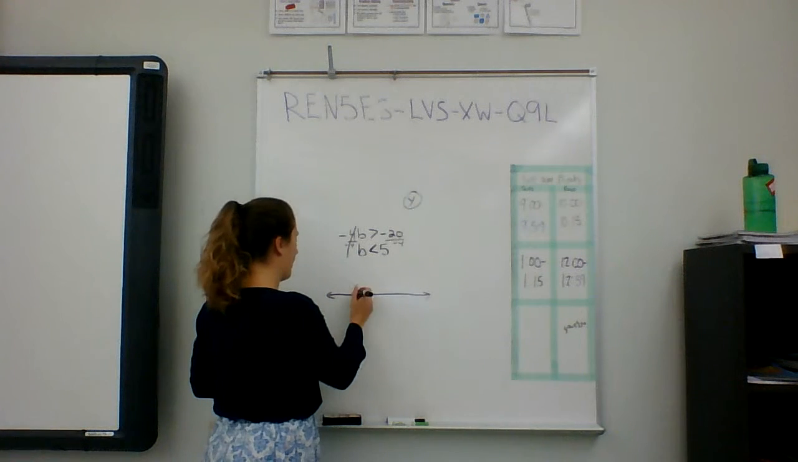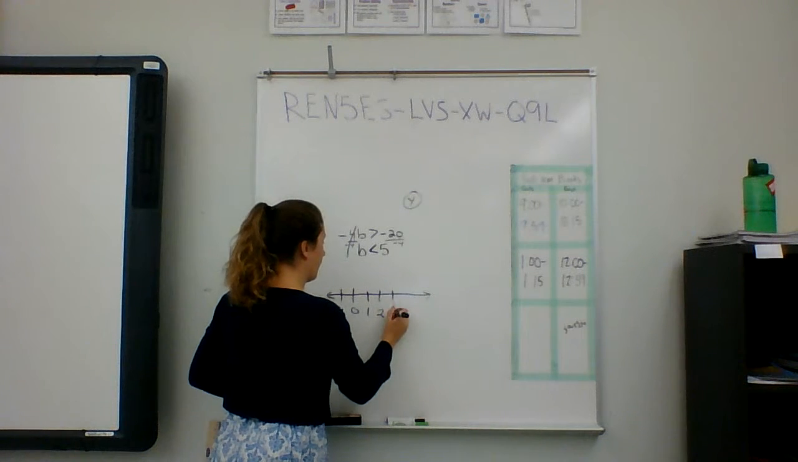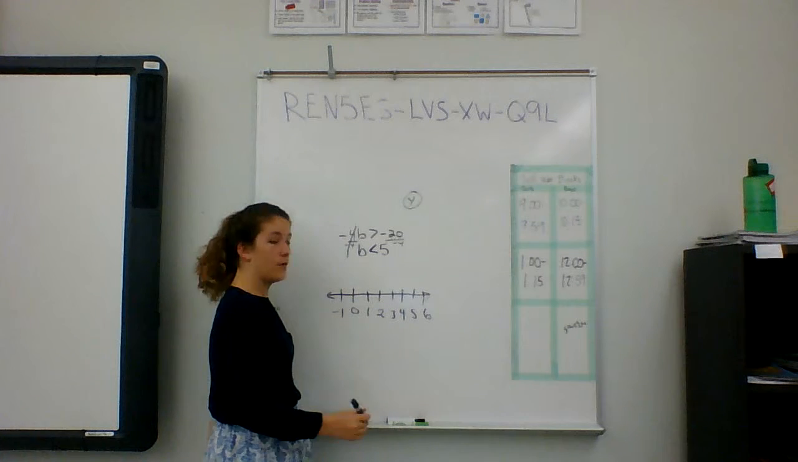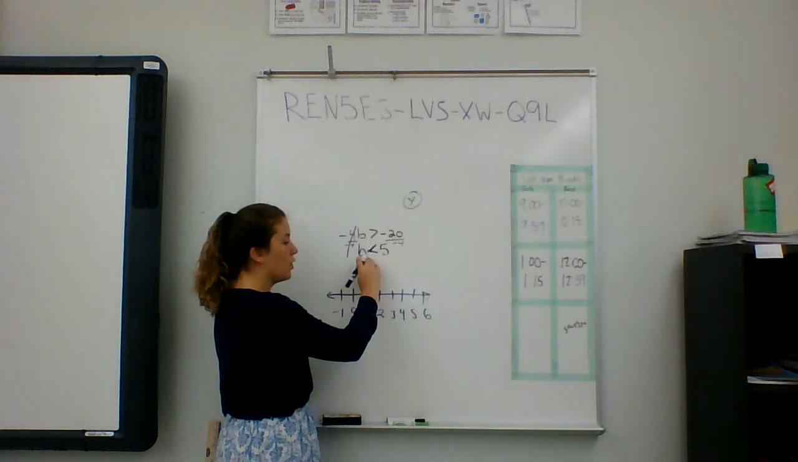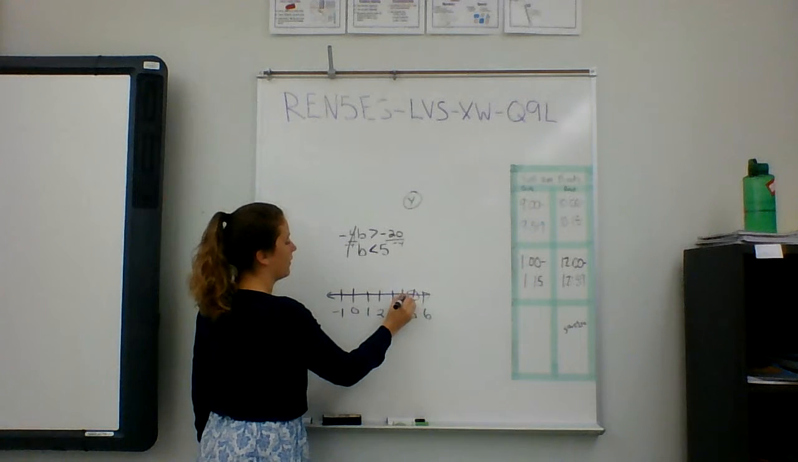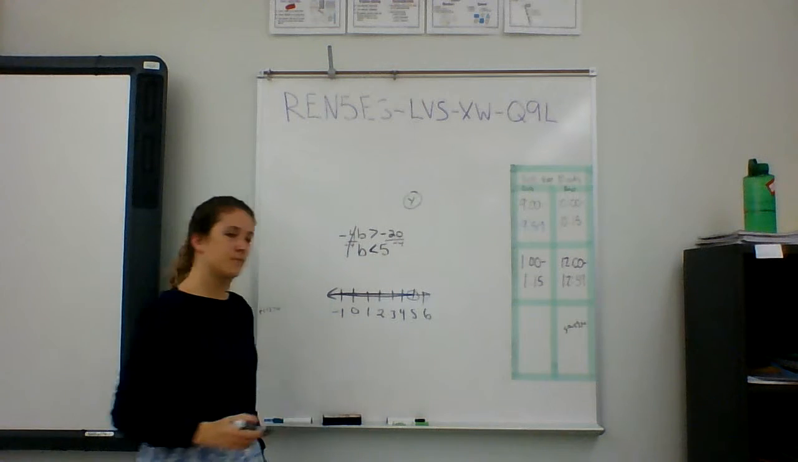I'm just going to make my number line. I'll start 0 here. 1, 2, 3, 4, 5, and 6. It's going to be less than 5 because there's no or equal to. It is an open circle. I'm going to shade in everything that is less than 5.